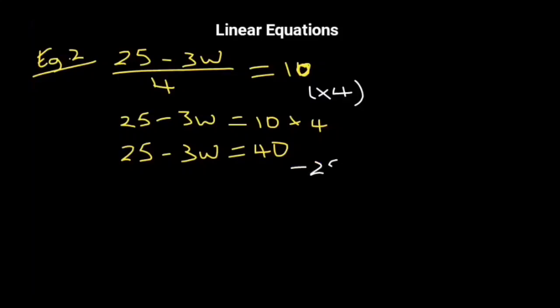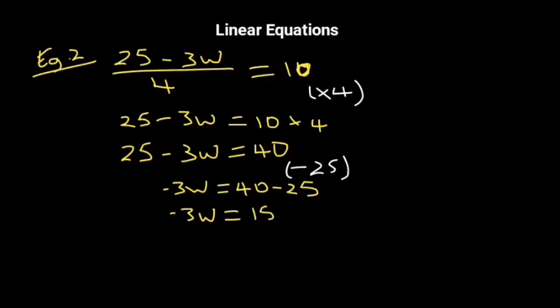So rewriting, we have 25 minus 3w is equal to 40. 10 times 4 is 40. We look at our equation, we now need to move our 25. So we're going to subtract our 25. We have minus 3w is equal to 40 minus 25. Simplifying our 40 minus 25, we'll have minus 3w is equal to 15.